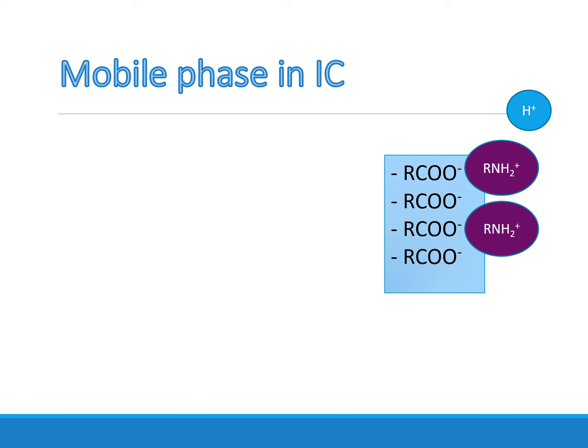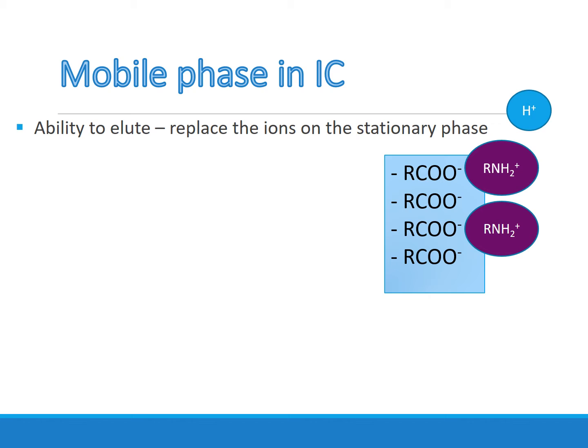The mobile phase in ion chromatography has to be selected so it can elute the target analytes from the stationary phase. In this case, we have carboxylic acid functionality as a stationary phase, and we have as the analytes different types of amines. Our mobile phase will be methane sulfonic acid, which has a proton which has stronger affinity to the carboxylic group and therefore displaces the amines from the column.